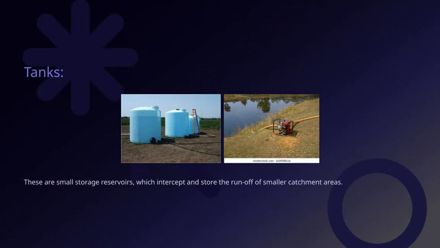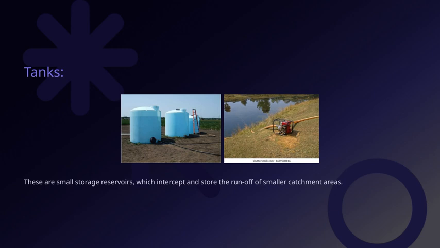Tanks are small storage reservoirs that play a crucial role in managing water runoff. They are designed to intercept and store the excess water from smaller catchment areas, especially during heavy rainfalls. By capturing this runoff, tanks help prevent flooding and reduce the burden on larger drainage systems. They're an essential part of integrated water management because they provide localized storage, which can be used later or slowly released to avoid overwhelming downstream systems.